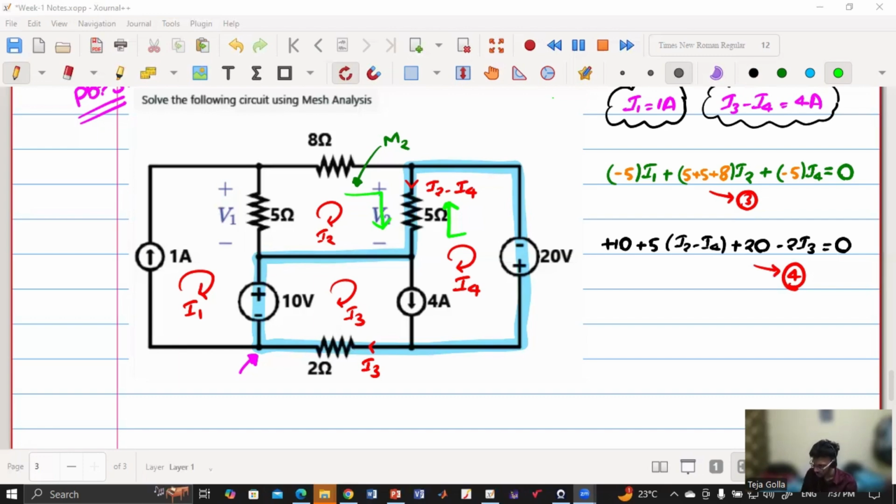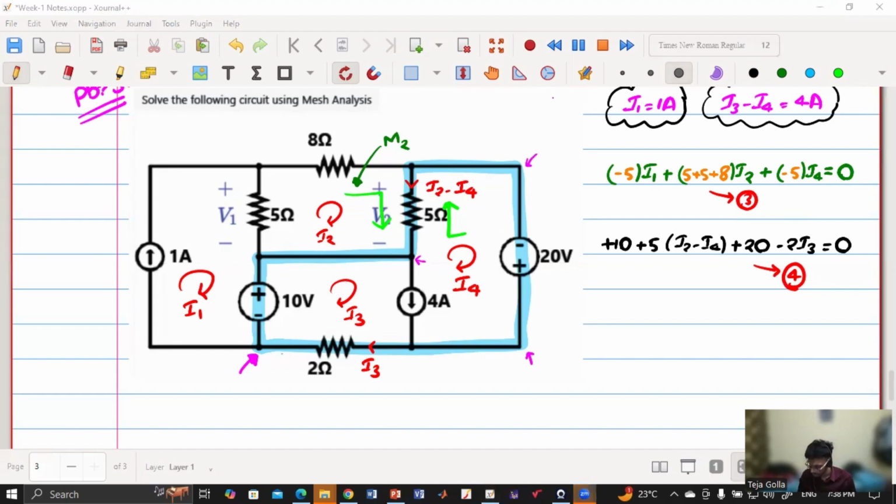Equation 4. Gokul is asking how to get equation 4. I have started at this point, which is my reference point, and then I have gone around this loop in the clockwise direction. So what am I getting? I am getting plus 10 because I'm increasing the potential, going to a higher potential. Then I have reached this point. Now I am again going to a higher potential, which is plus 5 into I2 minus I4. Then I have reached this point, which is at a higher potential, so plus 20. Now from this to this, I'm reaching a lower potential because current is flowing from this point to this point. So minus 2I3.